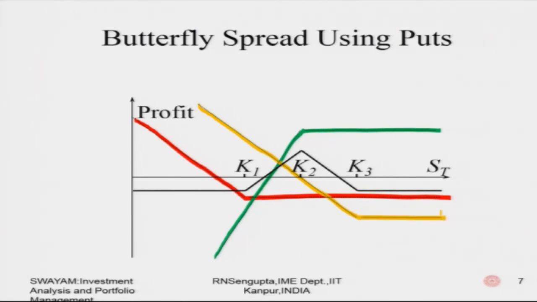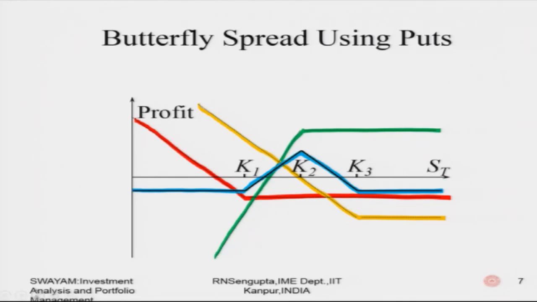And the combined one, which is, so the main fundamental concept here which is being brought out is that by combining puts and calls, you can get the same characteristics of the butterfly spread, where the investor thinks the prices would be fluctuating between two ranges, and here the ranges are K1 and K3.